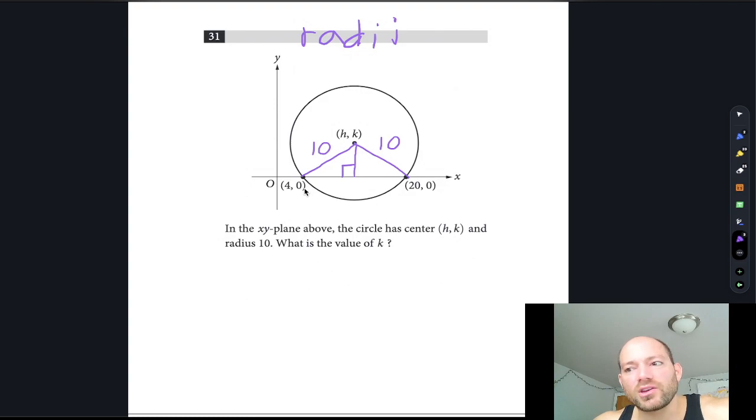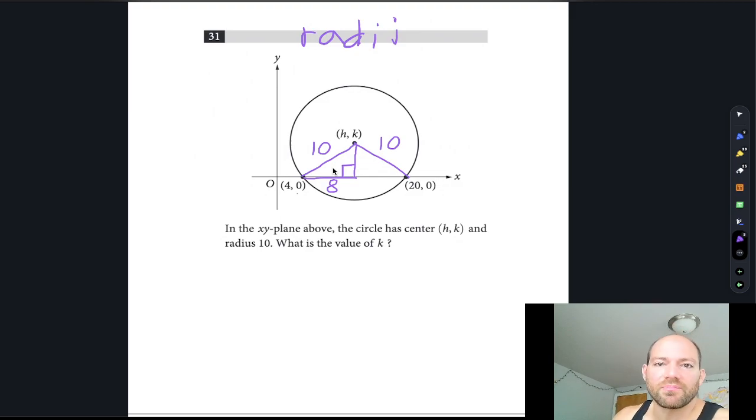Now we have a little more information, don't we? We know that this point is 4, 0, and this point is 20, 0. So I know that this entire distance is 20 minus 4, 16. I just split it in half, and that's 8. So look what I have. I have two sides of a right triangle, don't I? And if we have two sides of a right triangle, we can always find the third side.